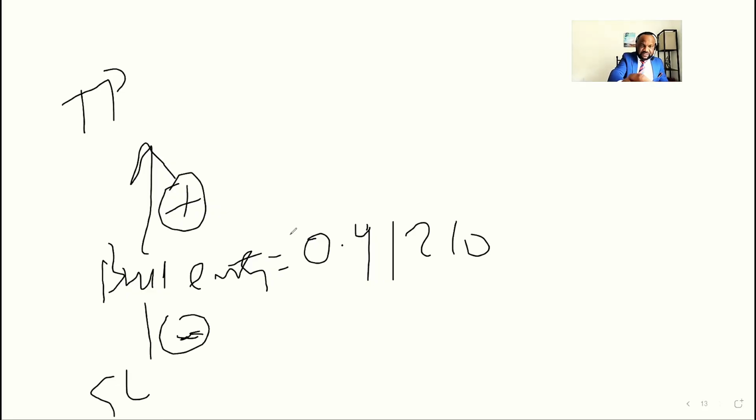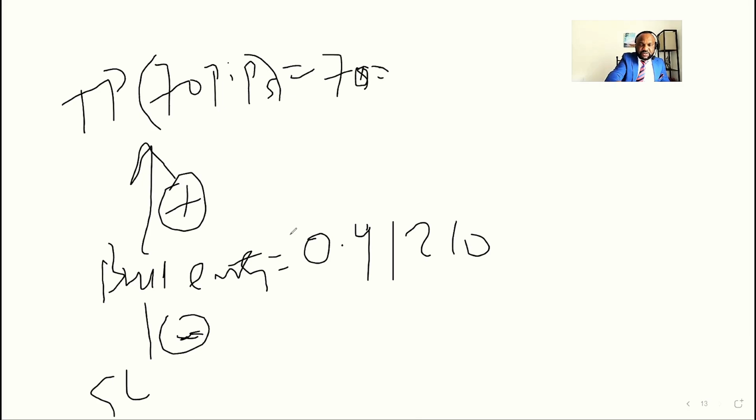So how many points? 70 pips is the deal now. You have to change it to points. That gives you 70 times 10, which is 700 points. Remember the relationship between pips and points: 10 points equals 1 pip, or 1 pip equals 10 points. Write it down. 10 points equals 1 pip, or 1 pip equals 10 points.